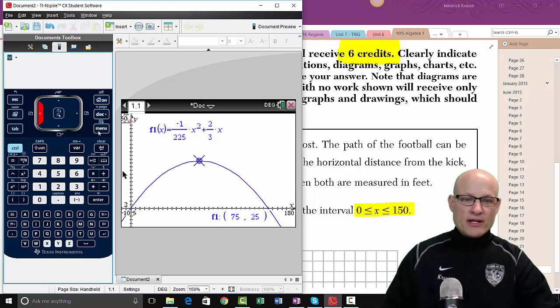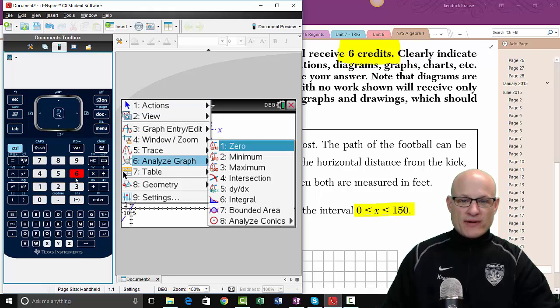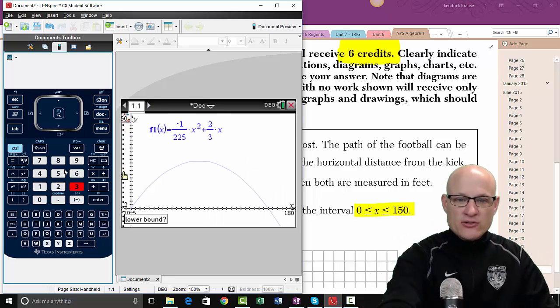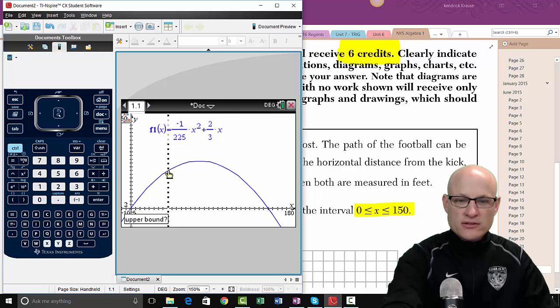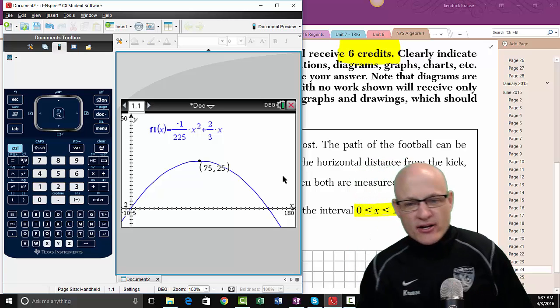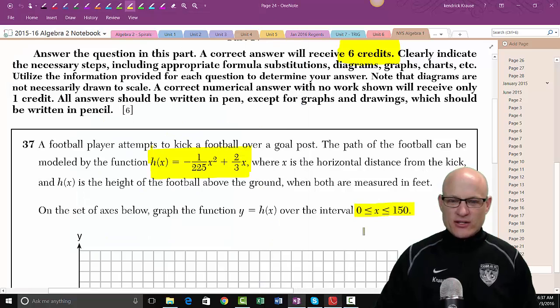I can use menu, analyze the graph, and we want to find a maximum, which is 3. I got to use my finger. I can't use this. So I click here. Said, what's the maximum in between all that? And that is the maximum, 75, 25. It's also the vertex. I don't know why this model is coming up with that 76. That doesn't even make any sense.